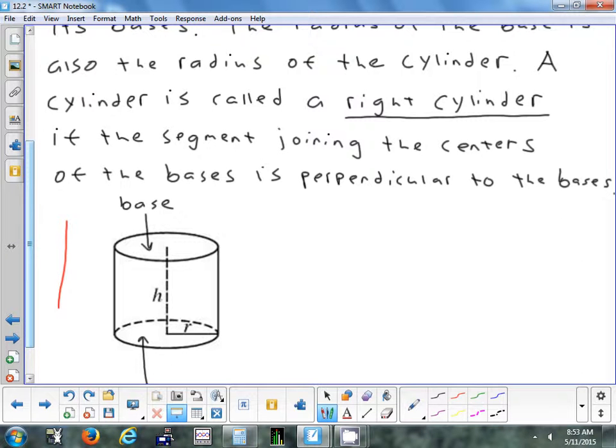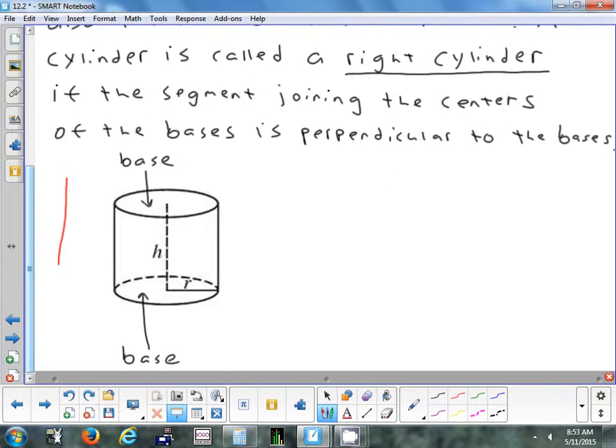All right, so there's a right cylinder. There's your height, distance between the bases. There's your radius. And you have a base and a base. You can still use the same formula I just gave you in the last part to find the surface area of this cylinder, except you should always know the base formula because it never changes. It's the area of a circle.